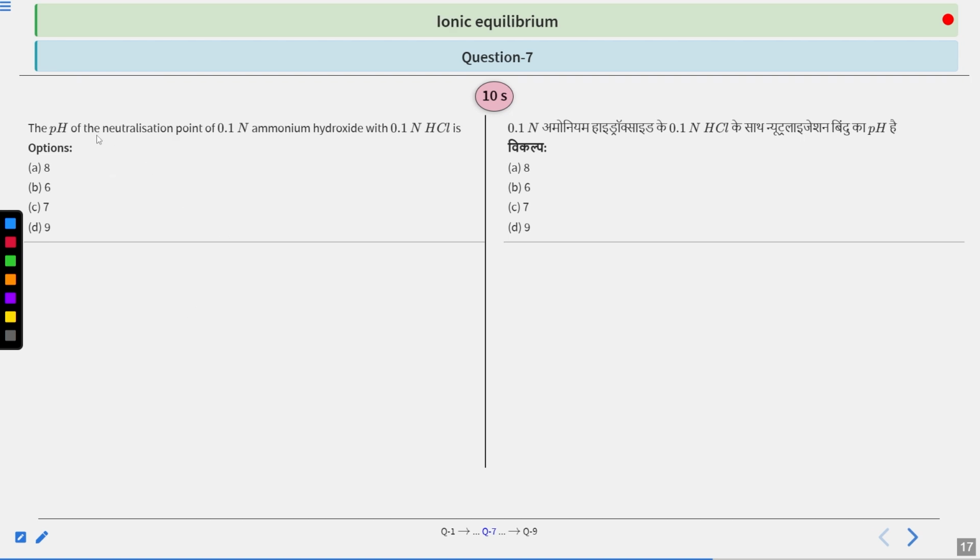Next question. The pH of the neutralization point of 0.1 normal ammonium hydroxide with 0.1 normal HCl is: options are A, 8, B, 6, C, 7, D, 9. Your time to solve this question starts now.